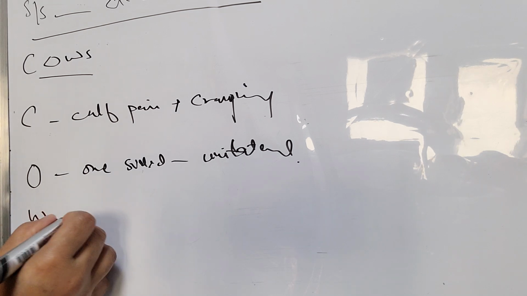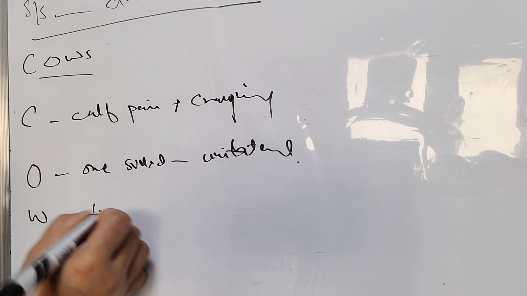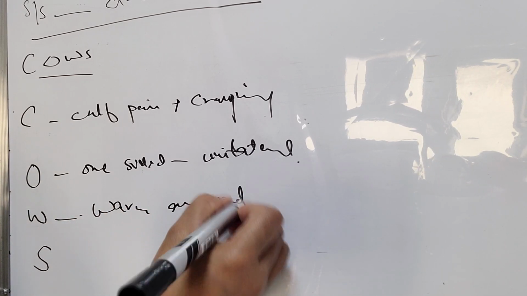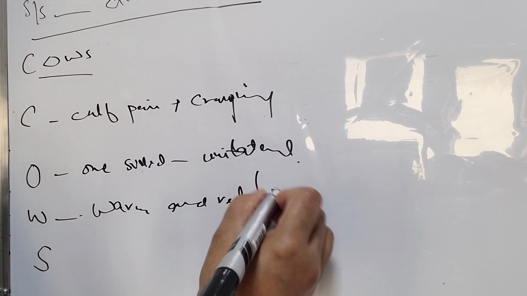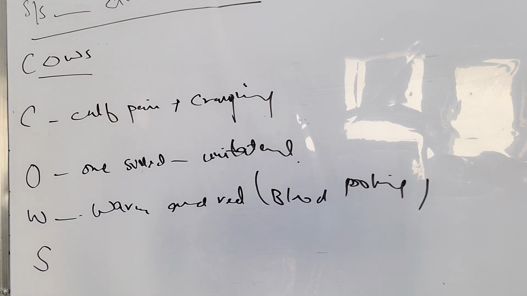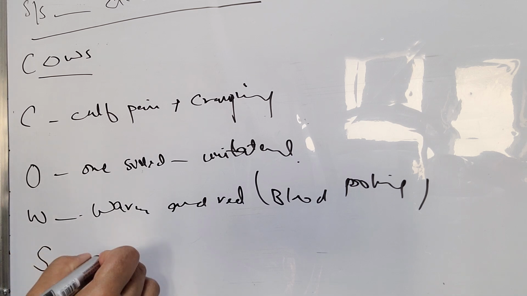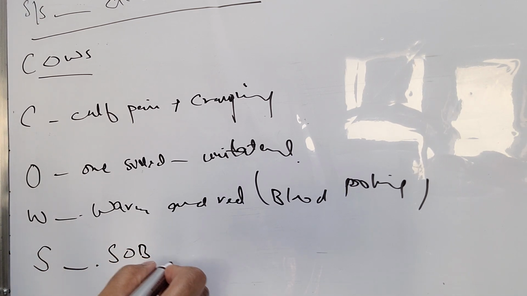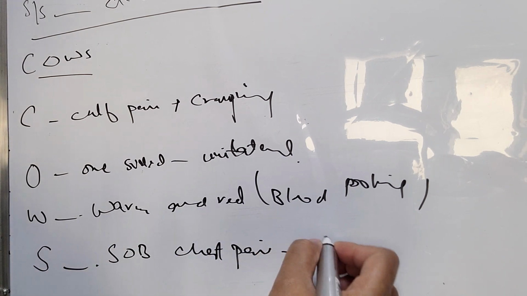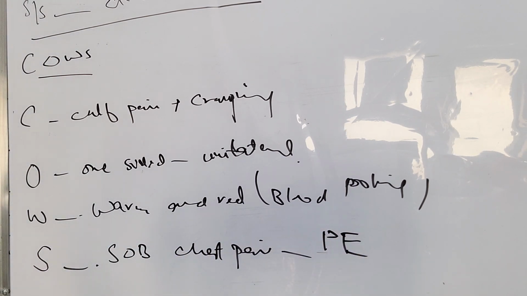The other calf will be the normal one. W, warm and red, because of blood pooling. There is inflammation, and when you touch the affected leg, you will feel it is warm. S, shortness of breath, chest pain. When will it happen? If the patient has PE. PE means pulmonary embolism.